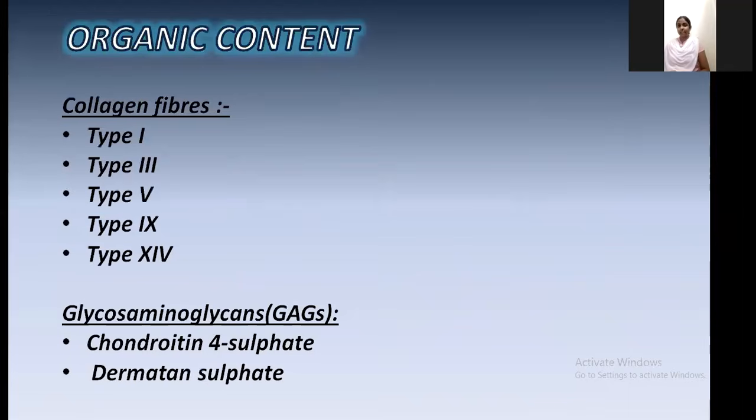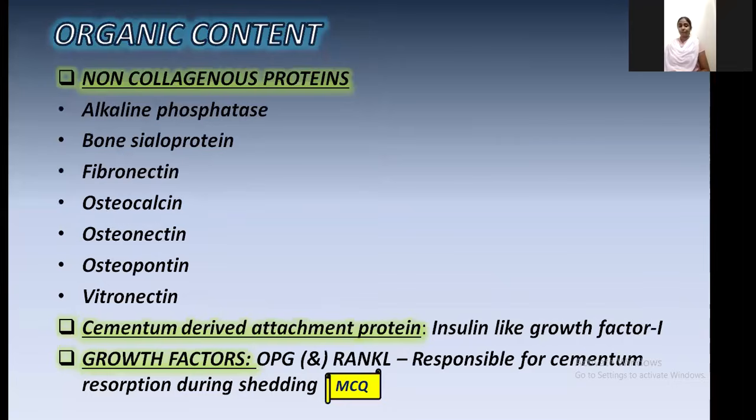The organic content of the cementum is composed of collagen fibers type 1, 3, 5, 9, and 14, and glycosaminoglycans, which is chondroitin 4 sulfate and dermatan sulfate. Non-collagenous proteins also constitute the organic content. They are alkaline phosphatase, bone sialoprotein, fibronectin, osteocalcin, osteonectin, osteopontin, and vitronectin. Cementum-derived attachment protein is the insulin-like growth factor 1. This is present in cementum.